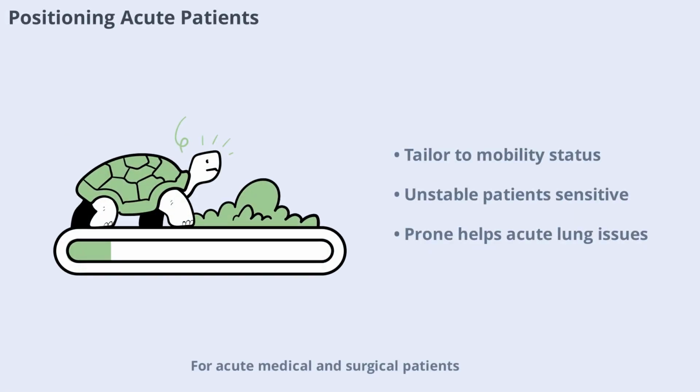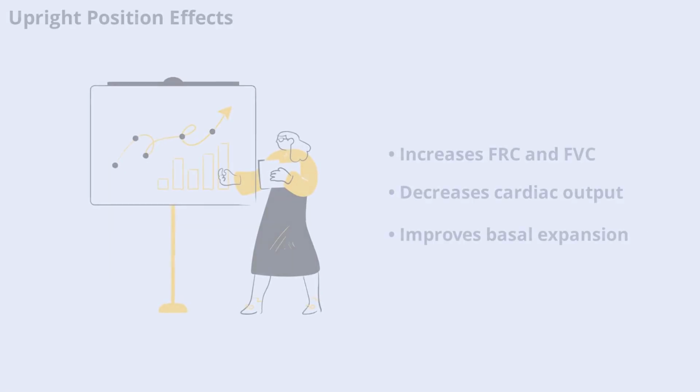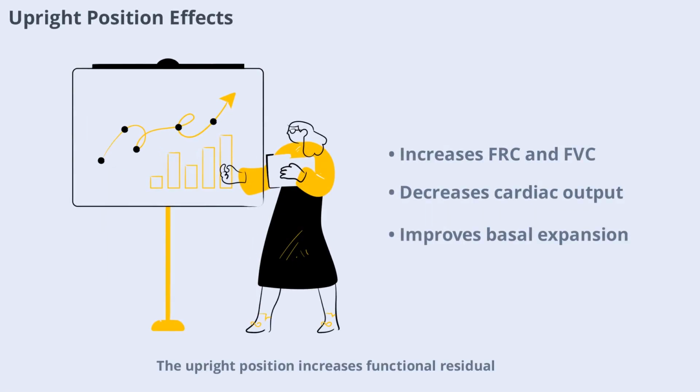For acute medical and surgical patients, positioning is tailored to their mobility status and stability. Most patients allowed to mobilize can tolerate position changes, but unstable patients may be more sensitive. In these cases, oxygenation changes are usually minimal, except for prone positioning in acute lung insufficiency, which can significantly improve outcomes.